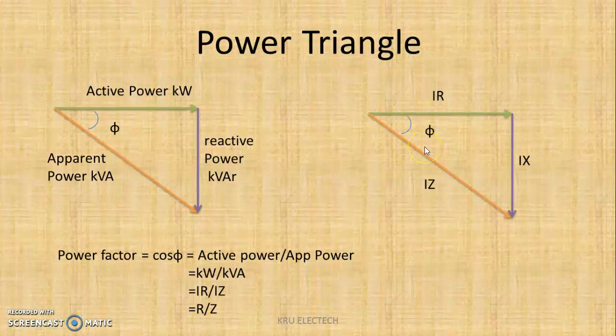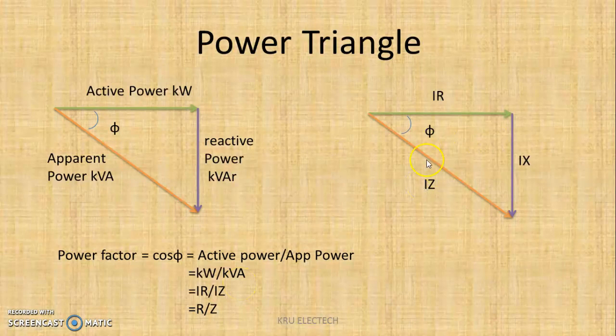And again, the angle between the resistive drop and the total drop is phi, and the cosine of that is the power factor again in this case. So mathematically, you can calculate the power factor cos phi by taking the ratio of active power to the apparent power. That is, active power in kW and apparent power in kVA.